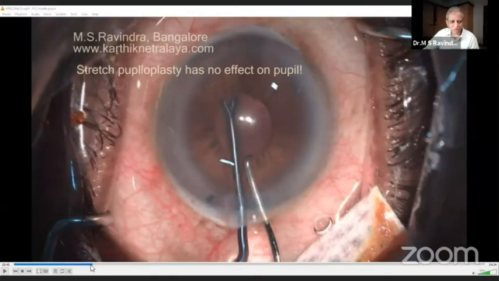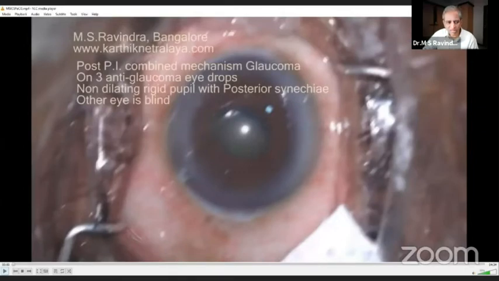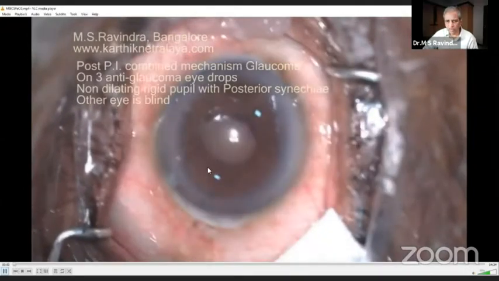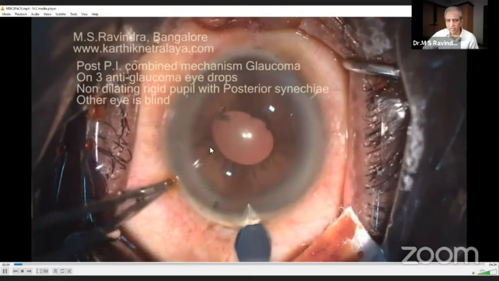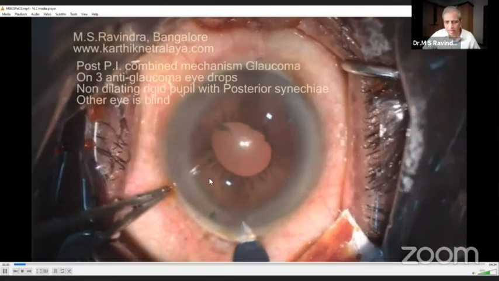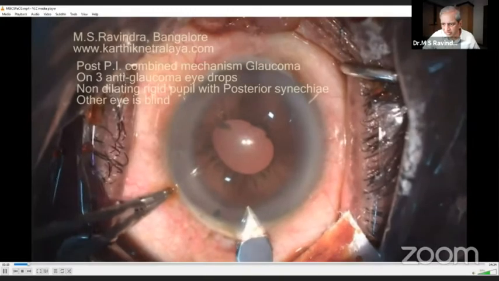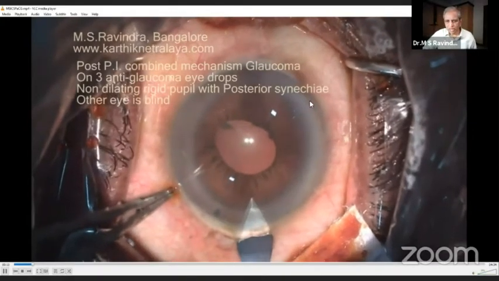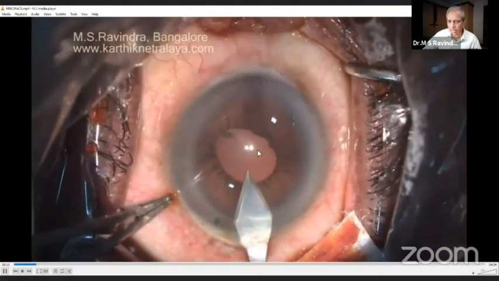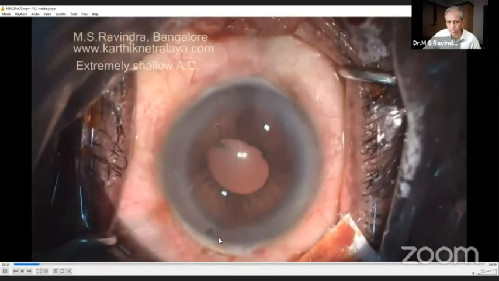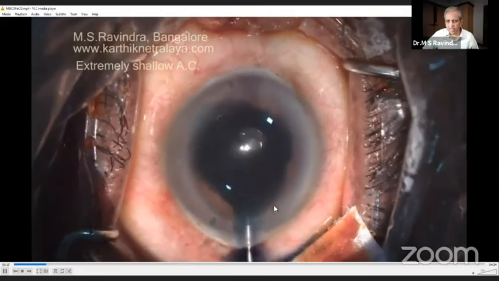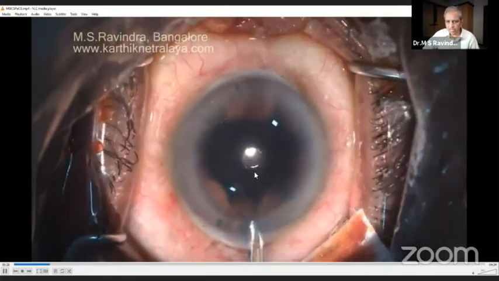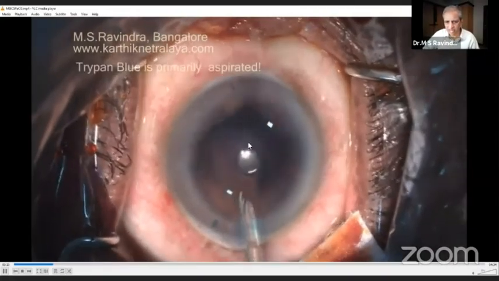I would like to show a video where it's really challenging to do a surgery, and that's only possible when you have MICS. This is a case where the patient has only one eye, and the other eye is blind because of glaucoma. He has had multiple attacks of angle closure. The angle is very small. You can see 2 PIs have been done here, and there is hardly any space in the anterior chamber.